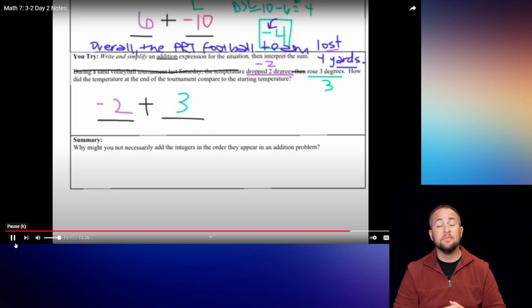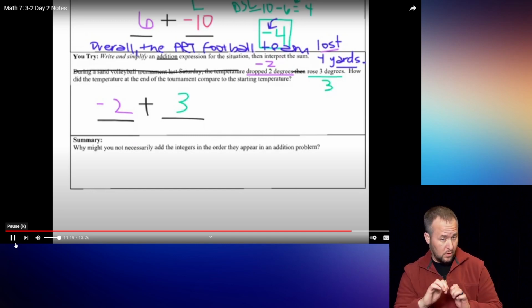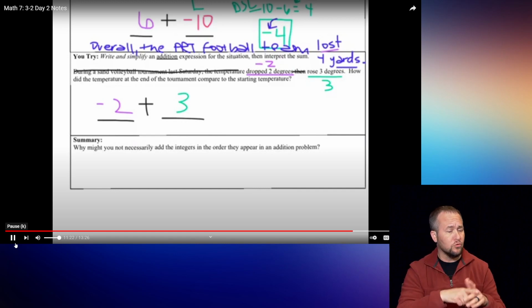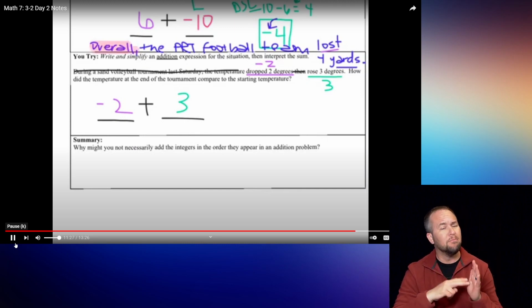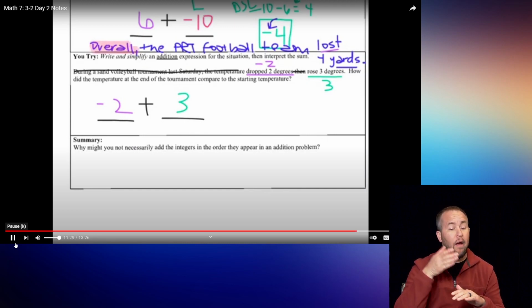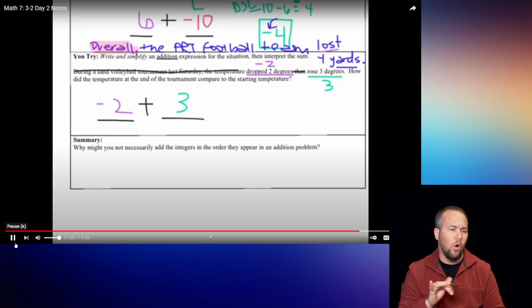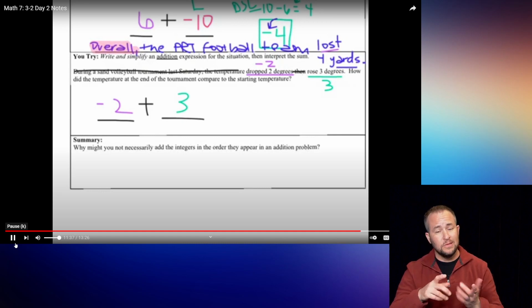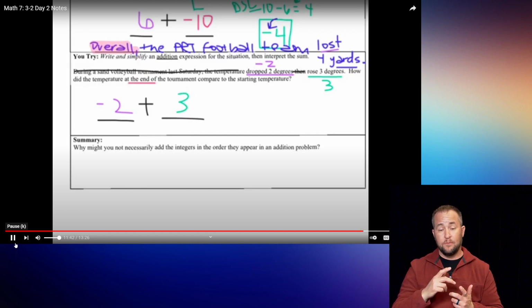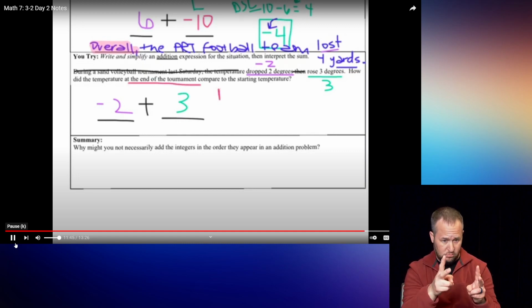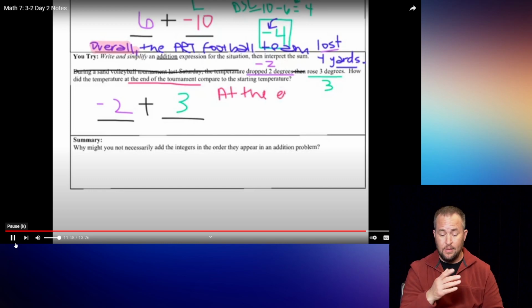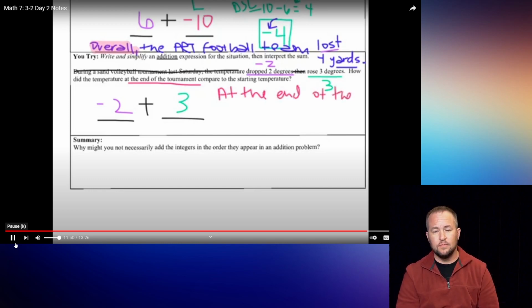Then the last thing, it says, how did the temperature at the end of the tournament compare to the starting temperature? Notice last time I used the phrase overall. Make sure that you have indicated some sort of after everything happened or at the end of the day, because don't just say we lost 4 yards up above. You need to kind of summarize the entire scenario. So we're going to do that here. And we're actually going to use this phrase right here. That's fine. So at the end of the tournament, please do that with me. Of the tournament.